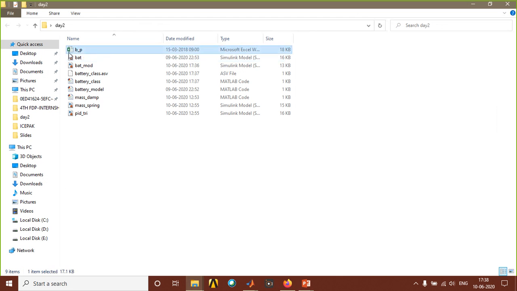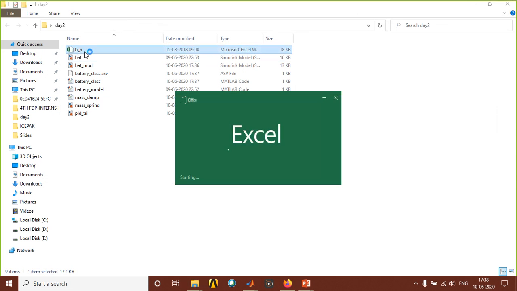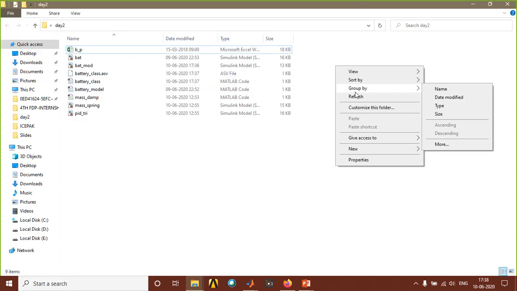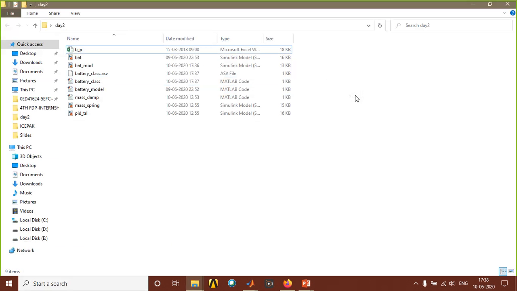I'll have that in terms of B_P. I'll open it and show you. That's nothing but some numerical values: state of charge, open circuit voltage, charge resistance, discharge resistance. These things are measured from a battery to create a math model. Having this data, you can analyze your battery for various cases. By just modifying some of the data here, you can create a new mathematical model to represent your new battery. Likewise, you can do so many things.